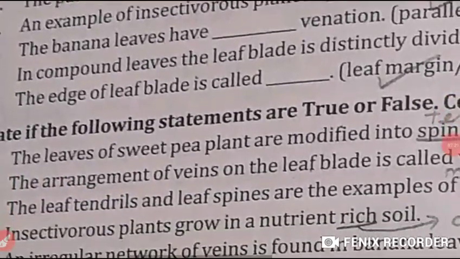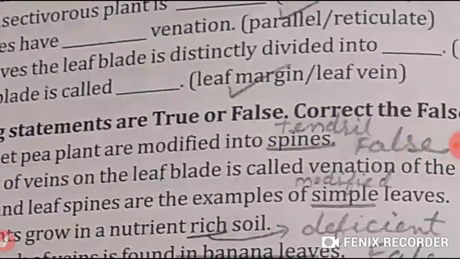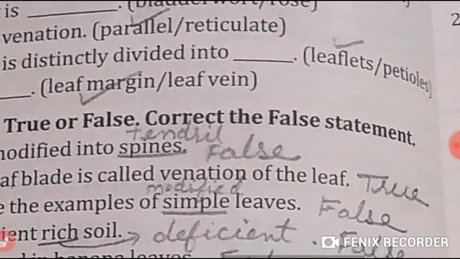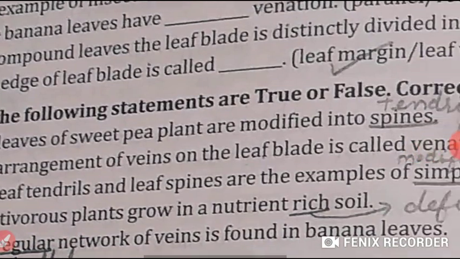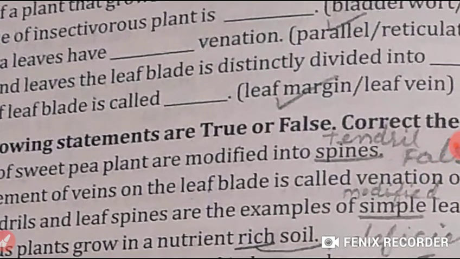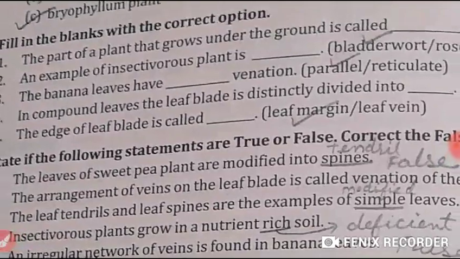In compound leaves, the leaf blade is distinctly divided into dash leaflets. Answer is leaflets. The edge of leaf blade is called dash. Write there leaf margin.